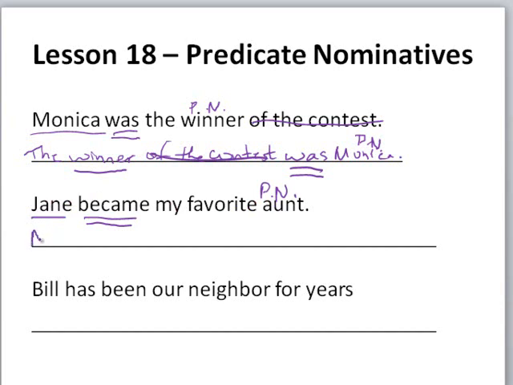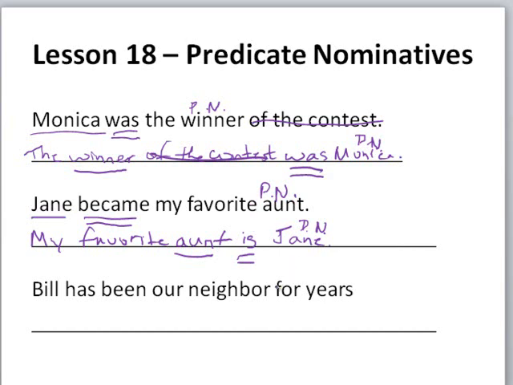And we're going to say my favorite aunt is, oops, my pen's going, is Jane. And now aunt is the subject, is is the verb, and now Jane is the predicate noun right there. All right, and now we have our last one right here.